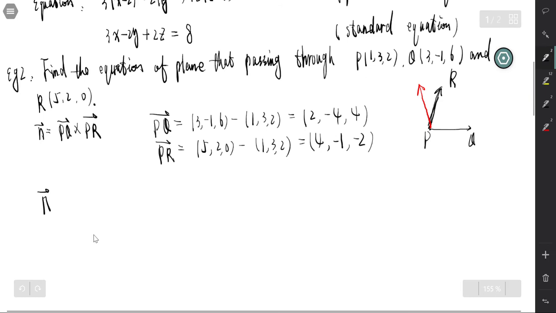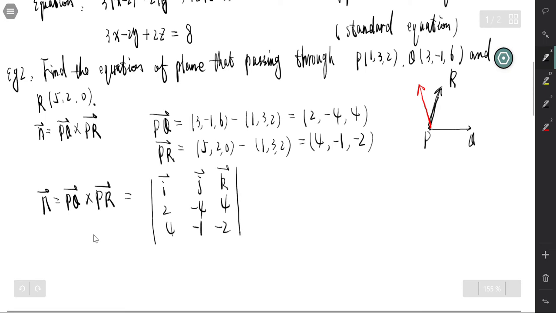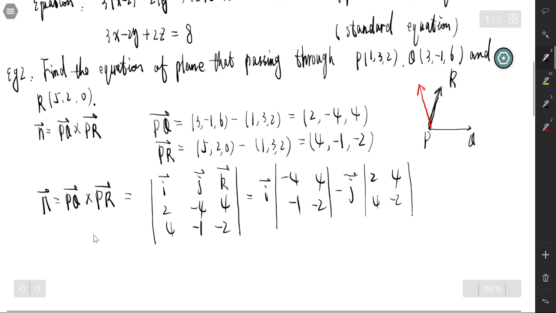And N equals PQ cross product PR. That is i, j, k; 2, negative 4 and 4; 4, negative 1, negative 2. I use the definition of determinant. That is i times the determinant of negative 4, 4, negative 1, negative 2, minus j times the determinant of 2, 4, 4, negative 2, and plus k times the determinant of 2, negative 4, 4, negative 1.